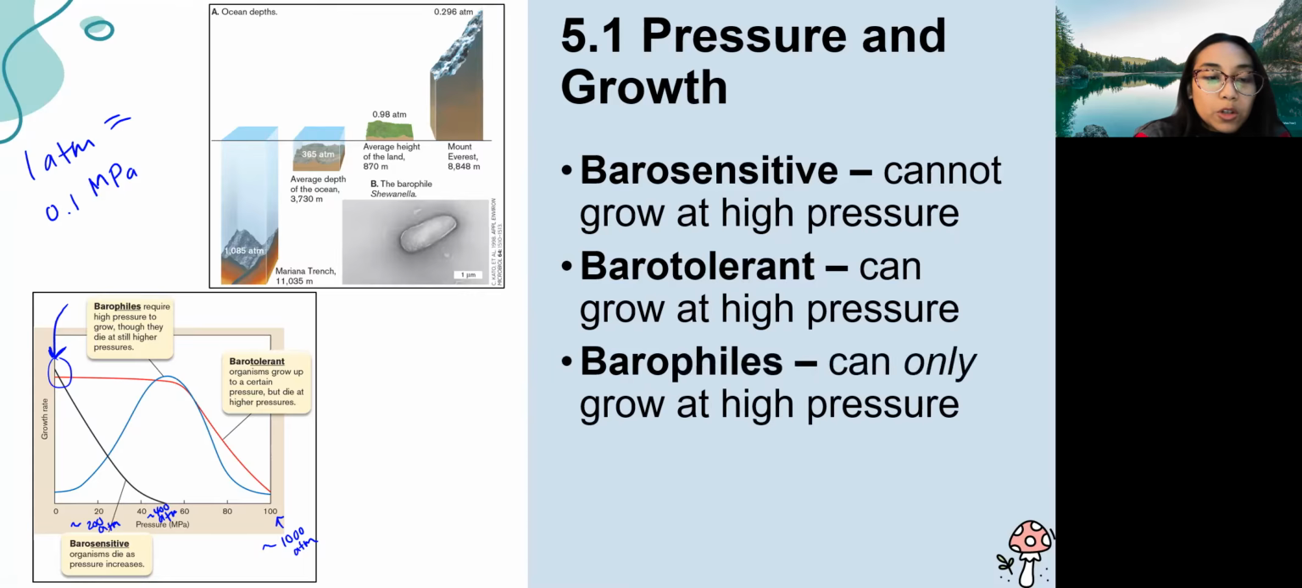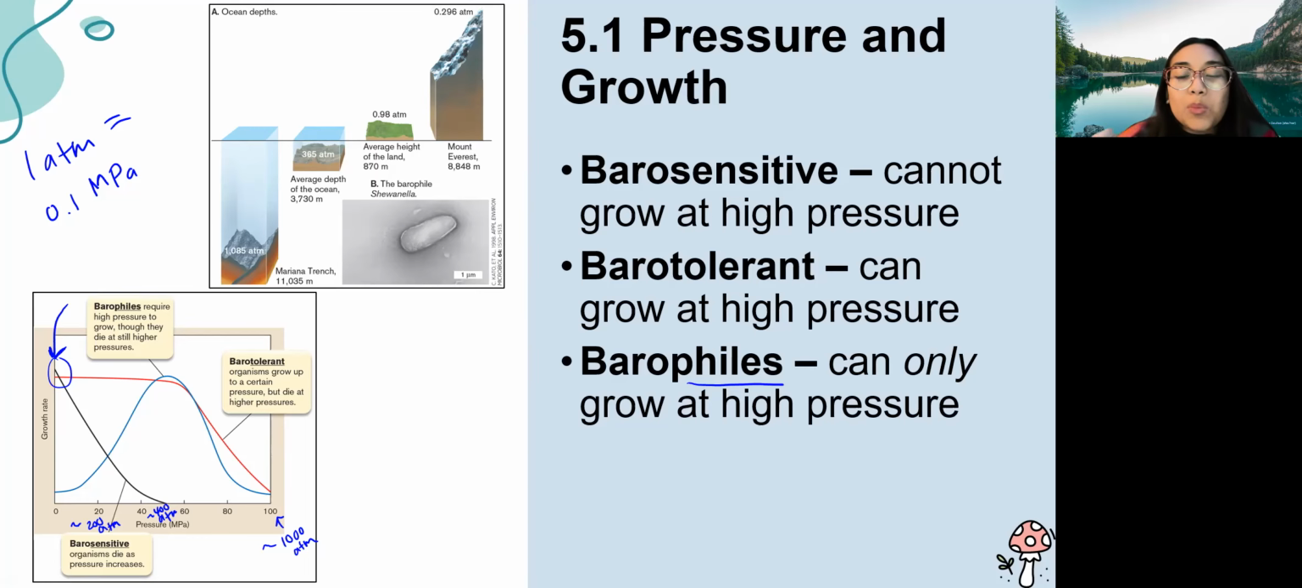Okay, and then we have the barophiles. So the barophiles are going to be shown in red in this graph. And just kidding, not red, blue. The barophiles are in blue in this graph, and they only can grow at high pressure. So that's the difference between the tolerant and the philes. So philes typically means that they have to have that condition to be able to grow. So notice that the barophiles are not able to grow at low pressure, and obviously not at super high pressure, but they have an optimal pressure, and that is at around, I guess, 550 megapascals.